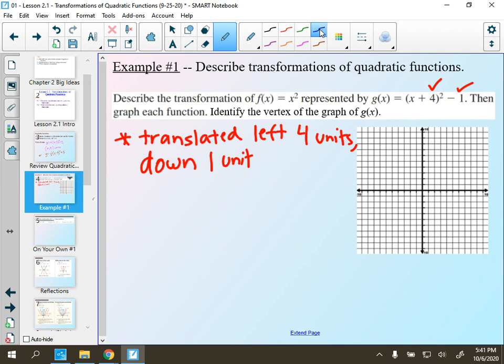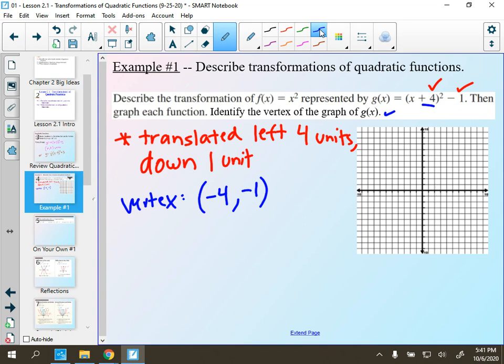So as mentioned before, the vertex, it looks like it's going to be +4, but for the same reason that we went left 4, it's going to be -4, -1. So there's our vertex. All right, so we've identified the vertex. We've done our description. Next thing is the graph.